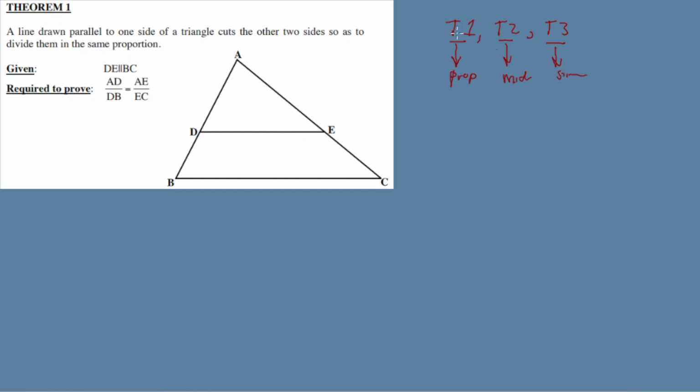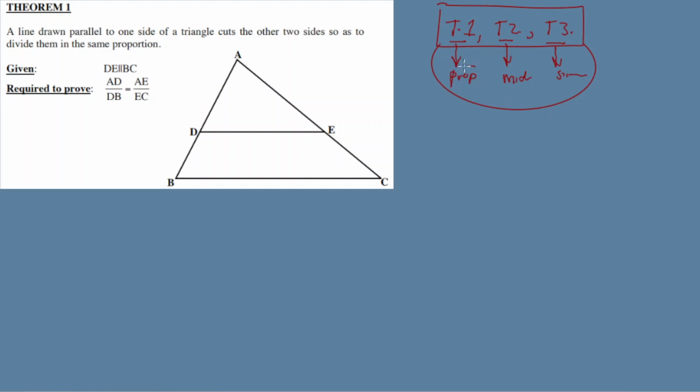So at grade 12 you are expected to know, or you will learn, 3 theorems. So theorem 1, 2, 3, and they all involve triangles. So at grade 12 you learn triangle geometry, right? What you have learned in grade 10 and 11 is just an extension of that. So the only new thing you learn is theorem 1, 2, and 3, which all involve triangles.